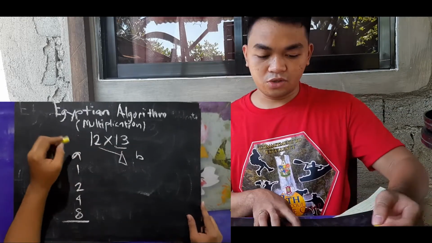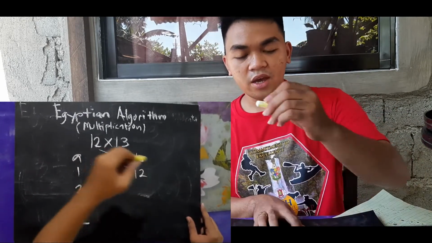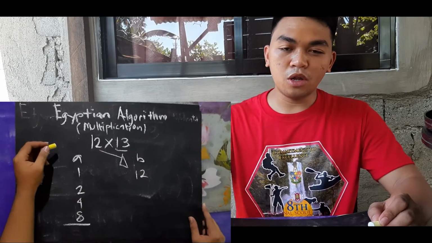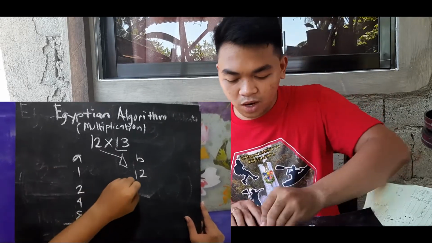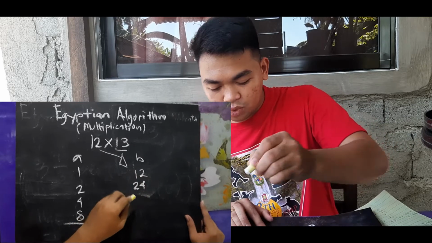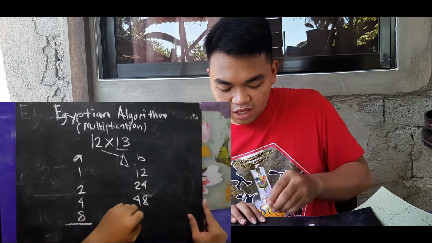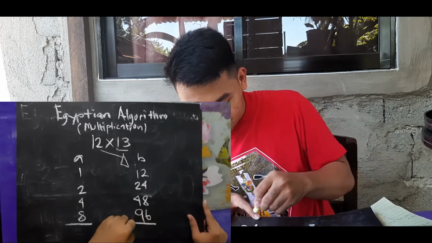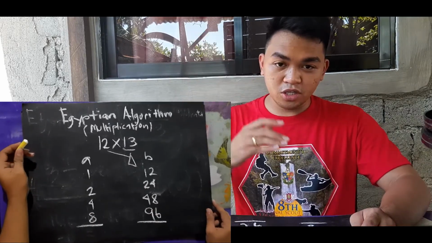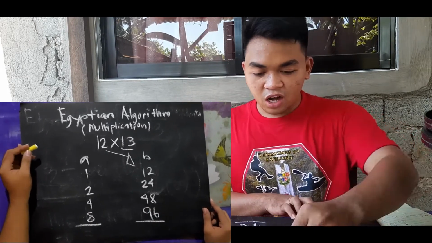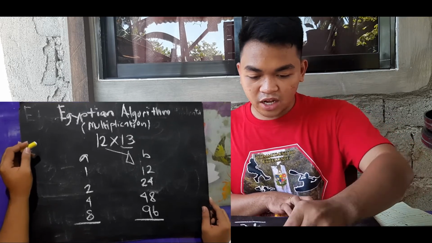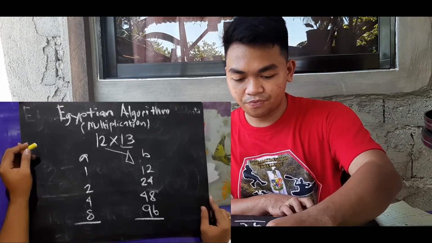Let's start with 12. And column B is also double the number. So 12 plus 12 is 24. 24 plus 24 is 48. Then 48 plus 48 is 96. Let's proceed to identify the addition of this column that might be the answer, which is 13.